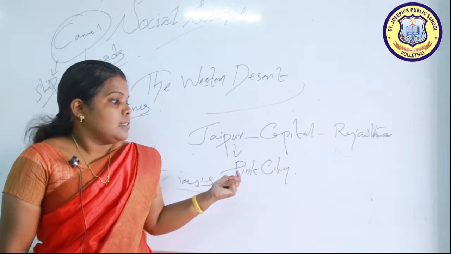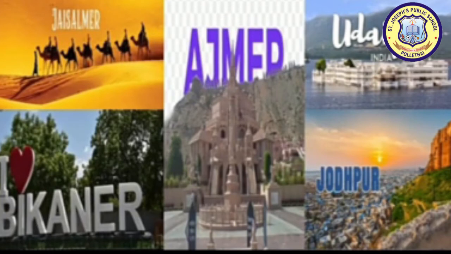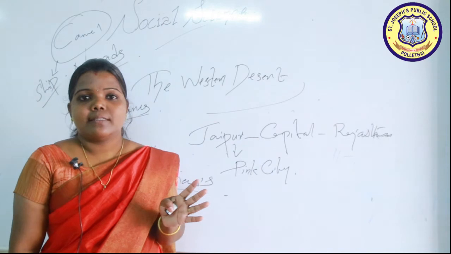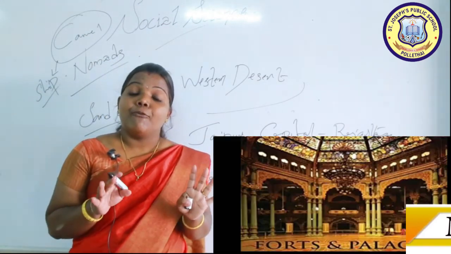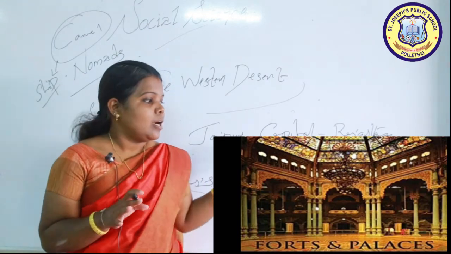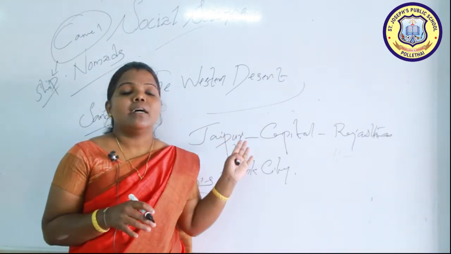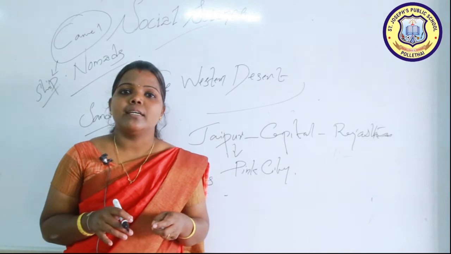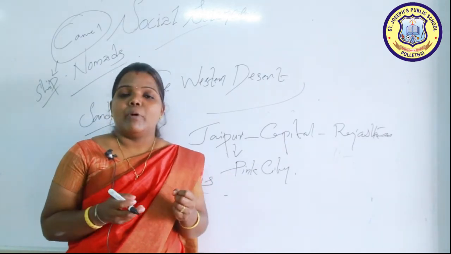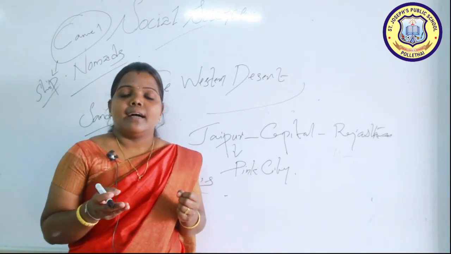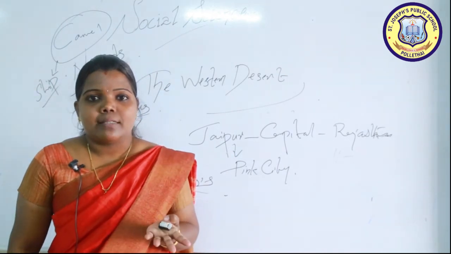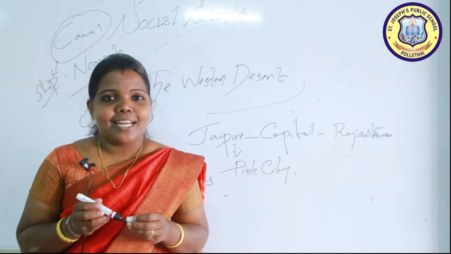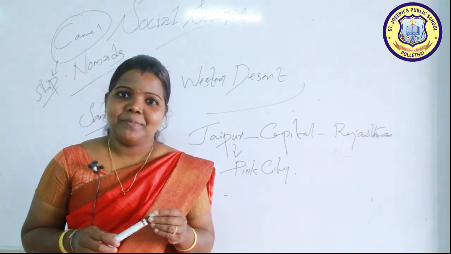Then Jaisalmer and Bikaner are the famous big cities in Rajasthan, and they are very popular for their forts and palaces. So this was our third chapter, the Western Desert. We learned about deserts, their water system, irrigation, and nomads. Okay children, is it clear for you? Okay, thank you.